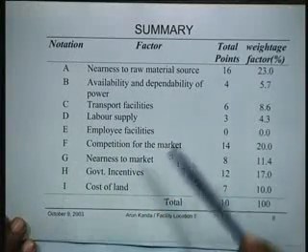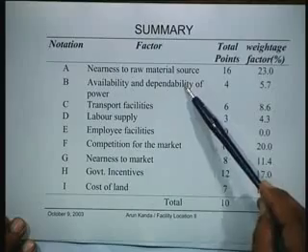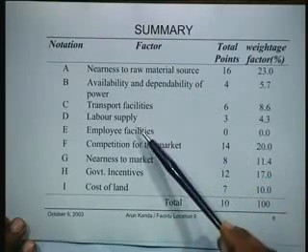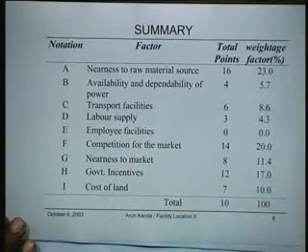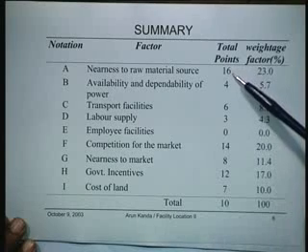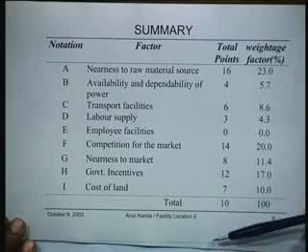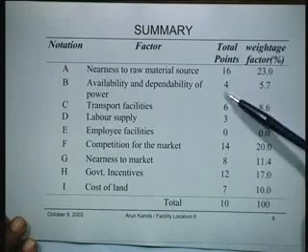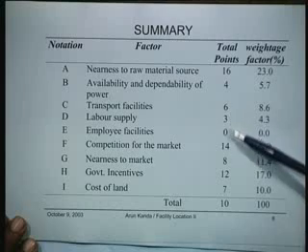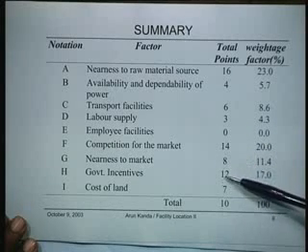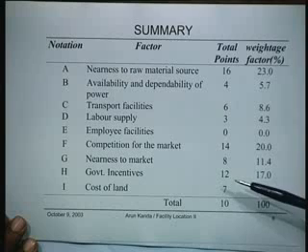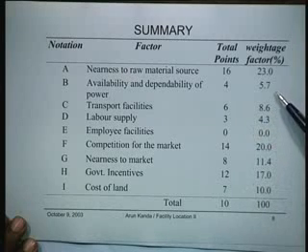In this particular example, we had objectives A, B, C, D, E, F, G, H, I, which were nearness to raw material source, availability and dependability of power, transport facilities, etc. The total weightage given to these factors came out as 16, 4, 6, 3, 0, 14, 8, 12, 7.